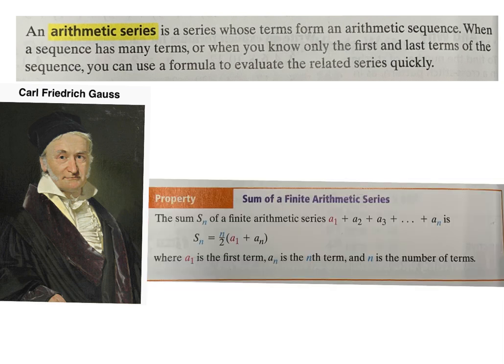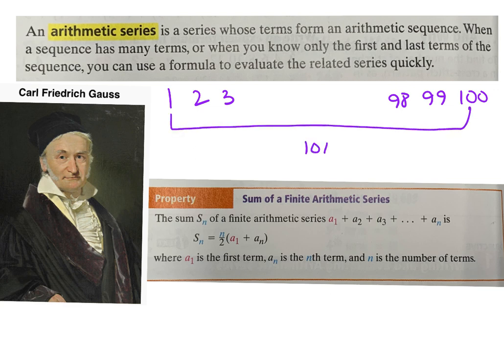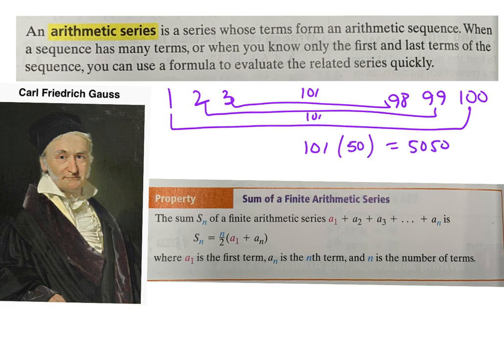So, grade school, Gauss figured out that we have these pairs of numbers that happen in a series. And he was like, oh, look, that's 101. And that's 101. And that's 101. And if I have 100 of them and they pair up, that means I have 50 pairs, which is 5,050. Little Gauss came up with that.